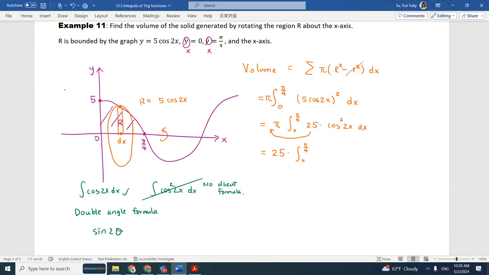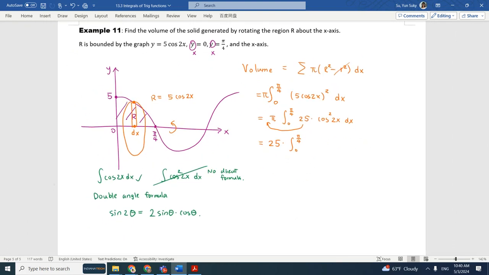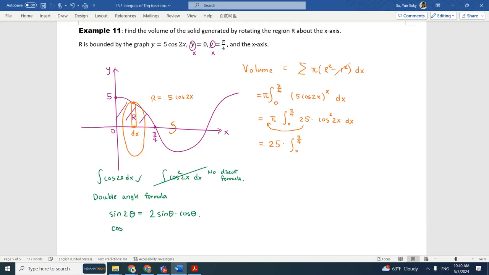Sine 2 theta is 2 sine theta cosine theta. Remember you learned the double angle formula a long time ago? And we also have cosine 2 theta is 2 cosine theta squared minus 1. And it is also equal to 1 minus 2 sine theta squared.